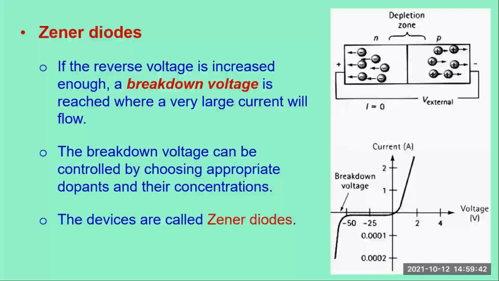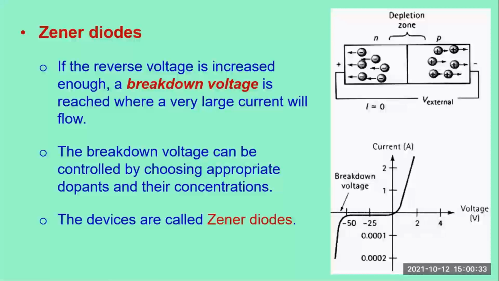So we can now look at what we call Zener diodes. If the reverse voltage is increased enough, a breakdown voltage is reached where a very large current will actually flow. A Zener diode is basically like an ordinary PN junction diode, but normally operated in reverse bias condition, such that a breakdown voltage is reached eventually where large current is allowed to flow. Normal diodes are not usually connected in reverse bias condition; those that are, are called Zener diodes.